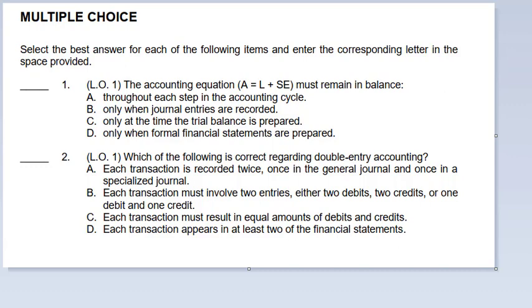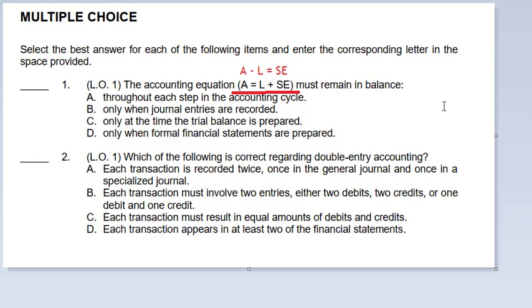It says the accounting equation. You're an accounting student. The moment it says the accounting equation, you should know what it is. It says in the bracket A equals L plus SE. What is that? That's assets equal liabilities plus stockholders' equity. Another way this equation is written, which you might see a lot, is assets minus liabilities equals stockholders' equity.